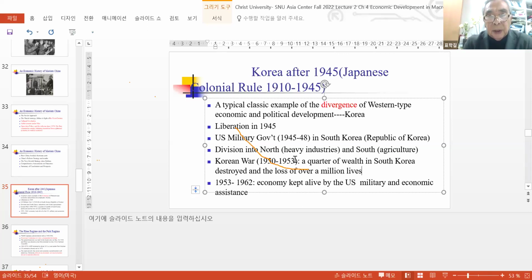A truce was made in 1953. From 1953 to 1962, the South Korean economy was kept alive by US military and economic assistance. So in this case, I should say not North Korea, the South Korean economy.